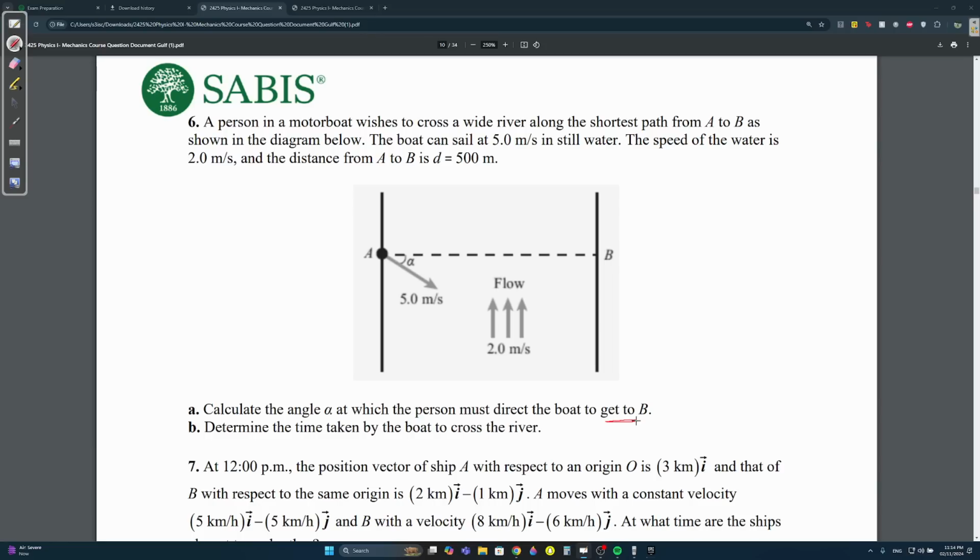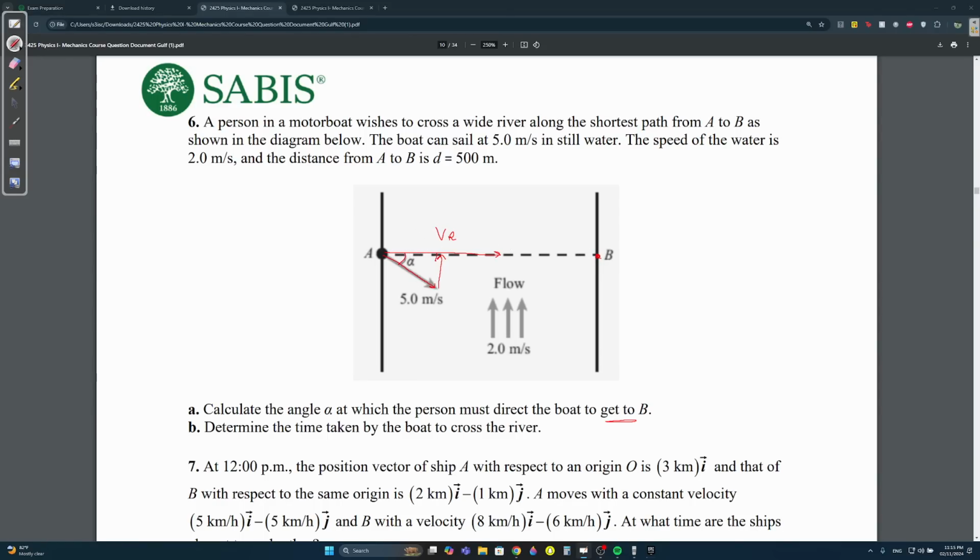So, to get to B, we want to end here, okay? This is the velocity he has, this is the velocity of the river, and this is the resultant. Because he wants to go horizontally without going up or down, he wants to have his final position here. Okay, we have this angle alpha.